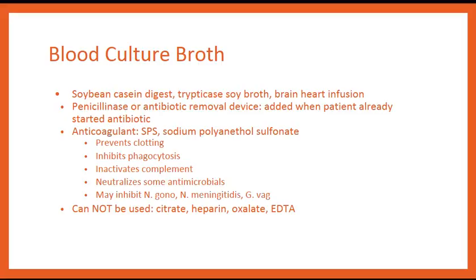Okay, the blood culture broth. The types of broth are usually soybean casein digest, tryptic soy broth, or brain heart infusion. Some of them you can put a penicillinase or antibiotic removal device. If the patient has already started antibiotics, then these can be added to the blood culture broth to prevent the antibiotic from killing the organism, so it'll grow and they can tell what's wrong with the patient.